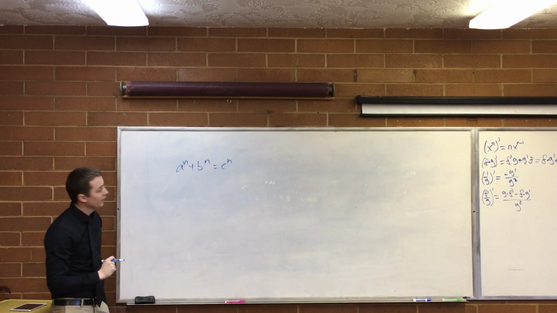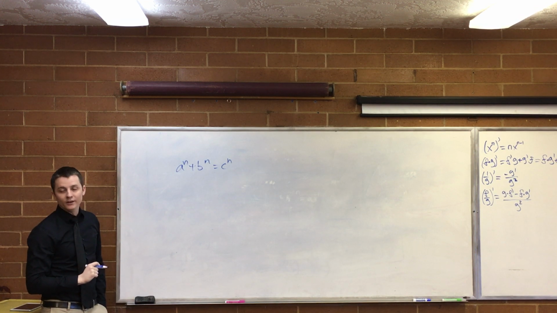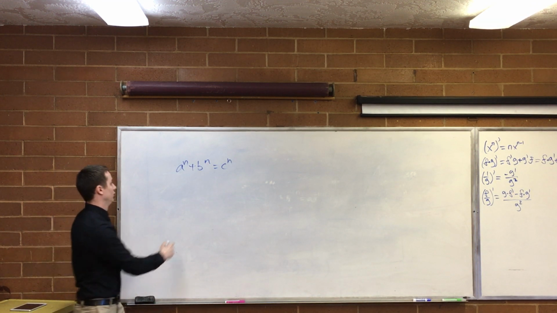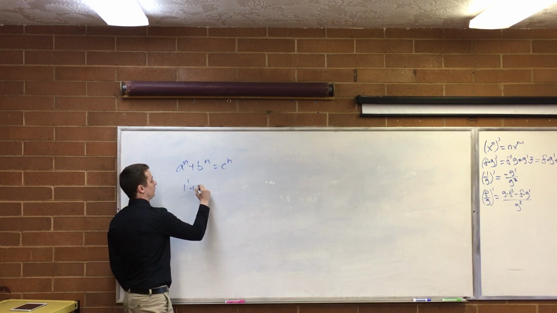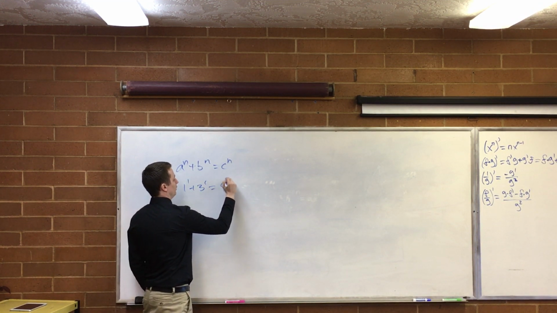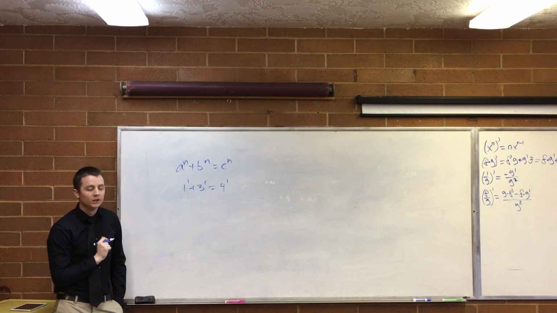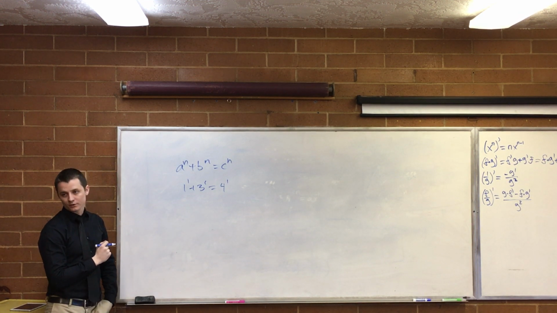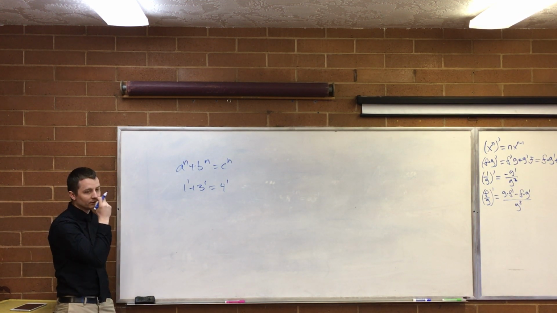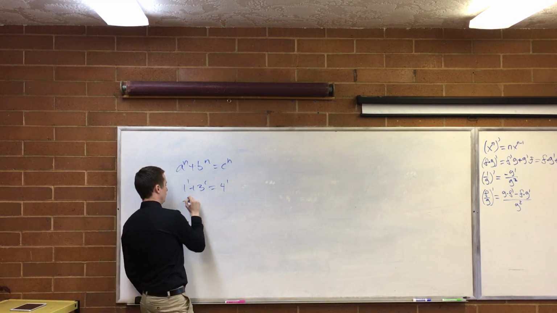Okay. a to the n plus b to the n equals c to the n. If n is 1, can you find numbers a, b, and c that make this true? Yeah. 1 to the 1 plus 3 to the 1 equals 4 to the 1. Okay, I found an a, b, and c that make this true. What about if n is 2? Can you find numbers a, b, and c that make this true? Sure. 3 squared plus 4 squared is 5 squared.